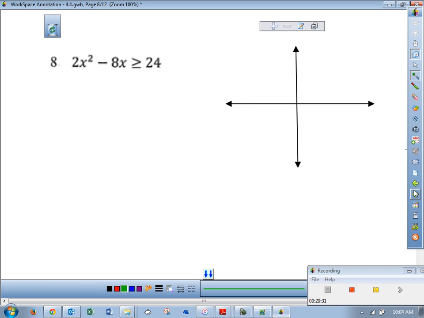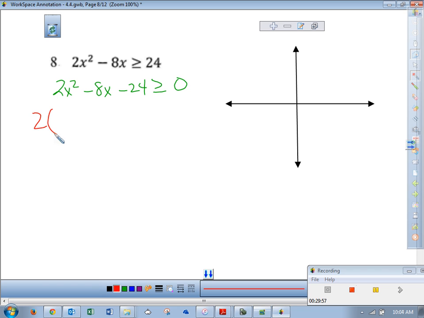Yeah. This guy, quadratic again, inequality again, put them in standard form again. Whoops, not equals though, greater than or equal to 0. 2, 8, 24, what can we do? GCF of 2.